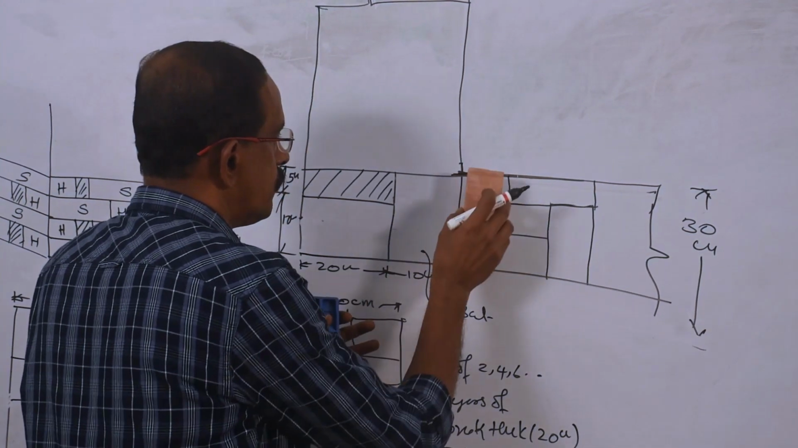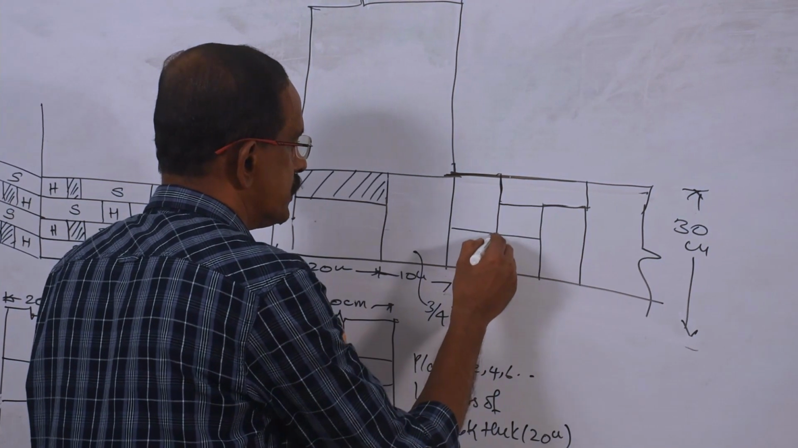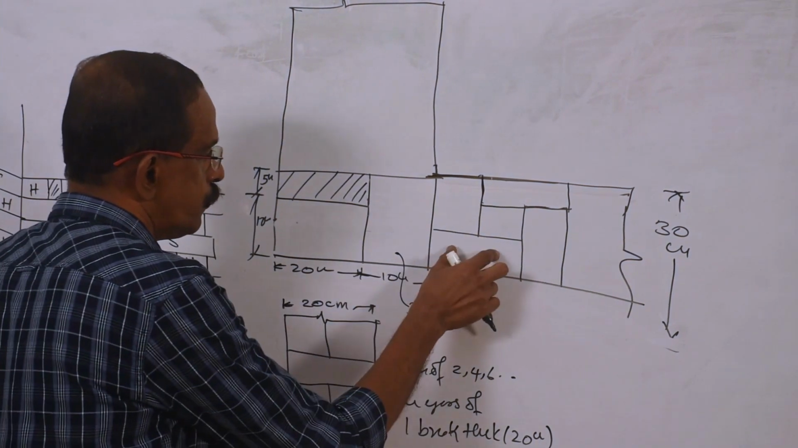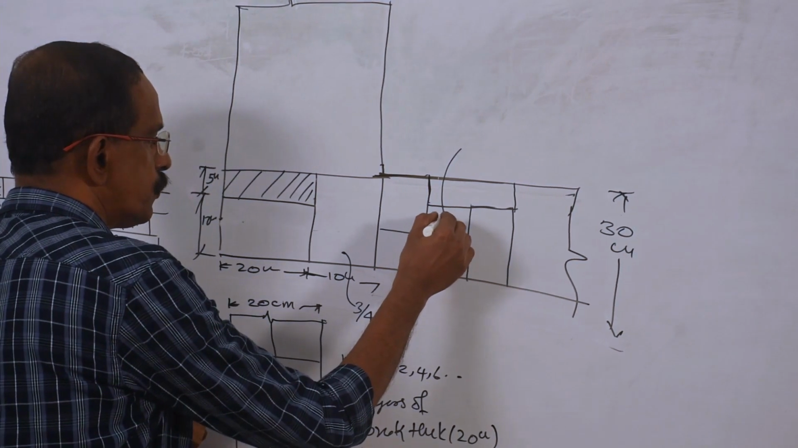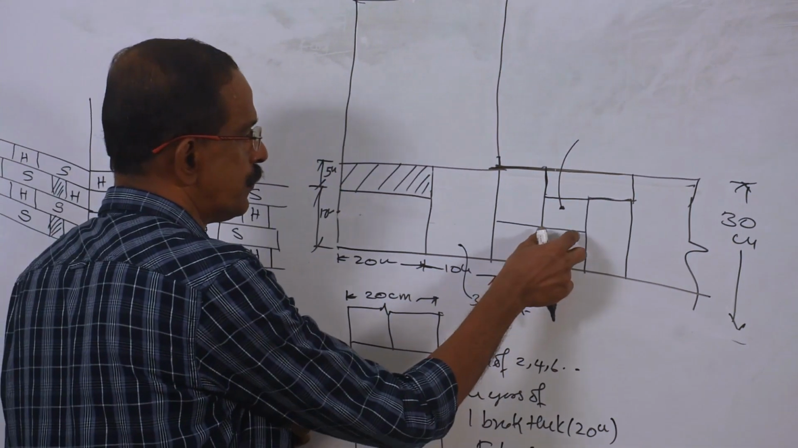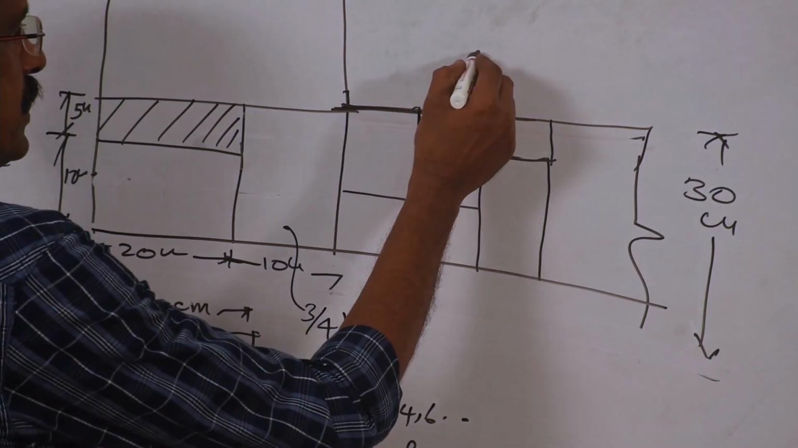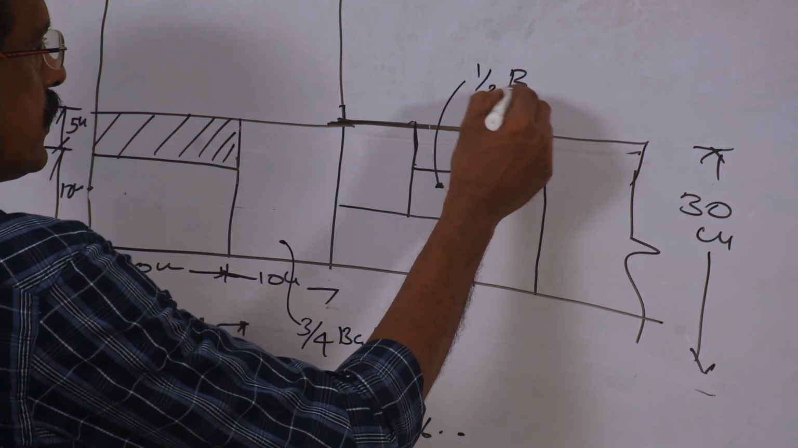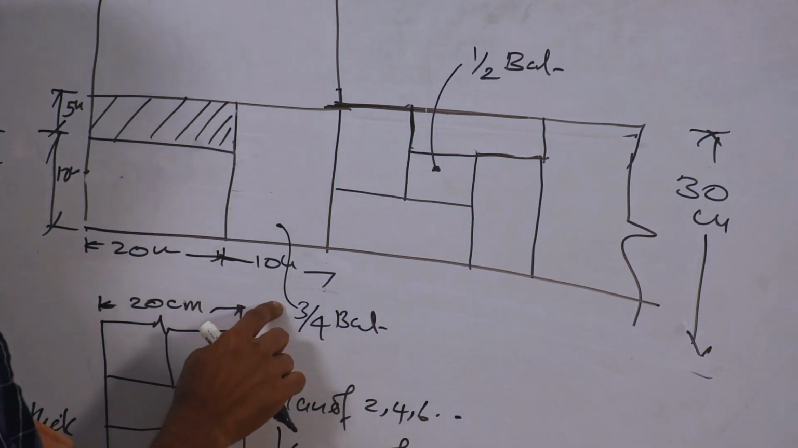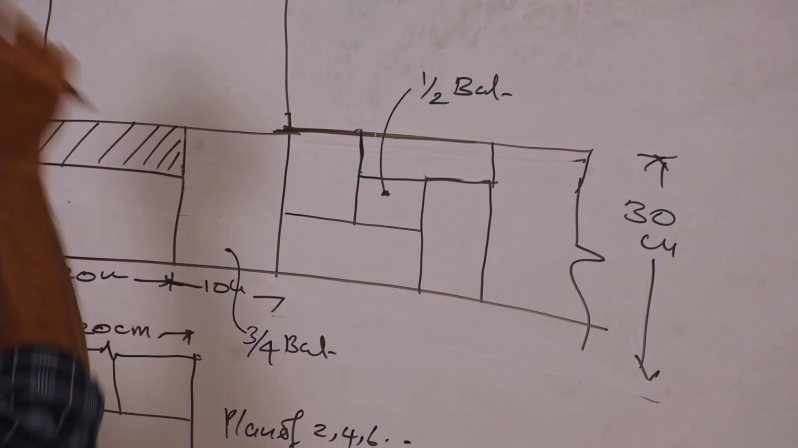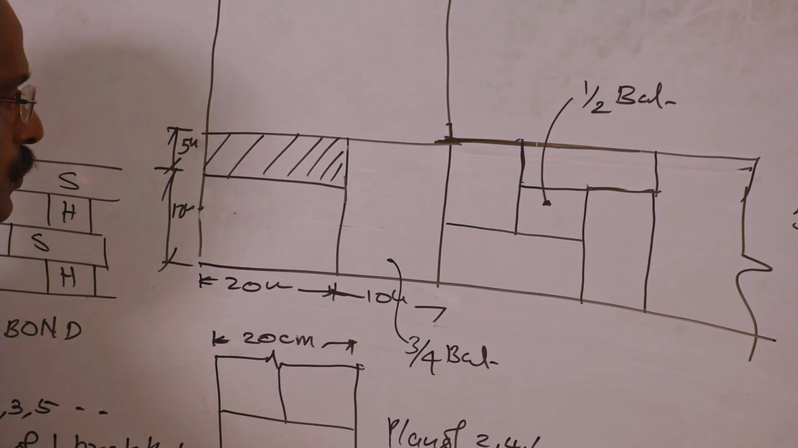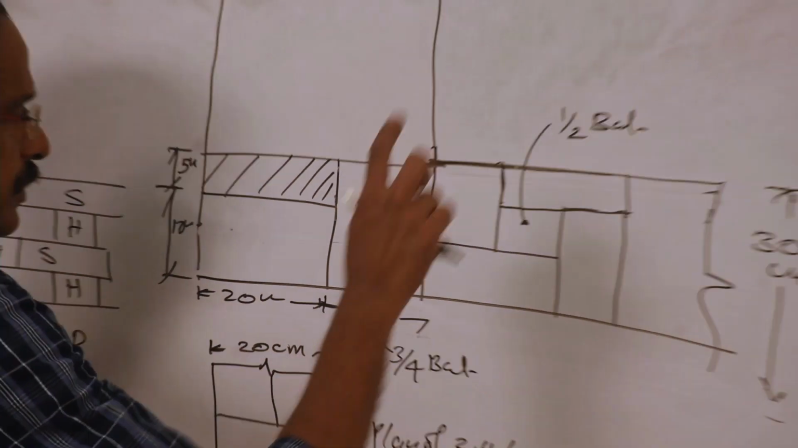So how to complete this? Keep another brick here. So full brick, full brick, full brick, full brick. In between these 4 bricks, you can see a spacing of 10 by 10. That is 10 by 10, which means half bat. So in this arrangement, 3 by 4 bat plus half bat in addition to queen closer is also used. Repeat the same thing, that's all.